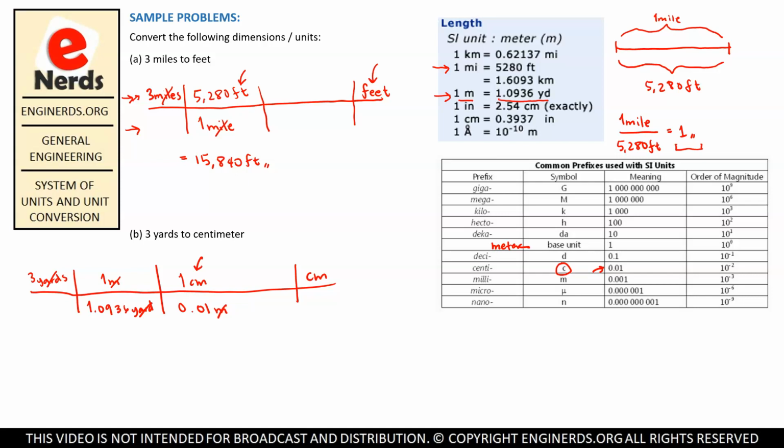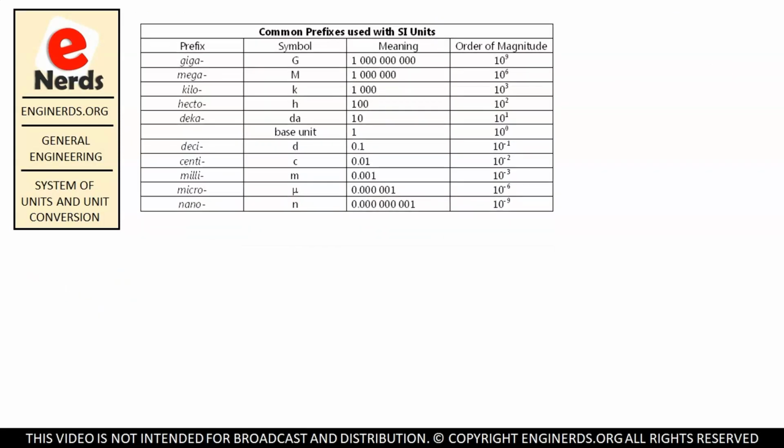So, let us now calculate. We have 3 on the numerator divided by 1.0936 and divided by 0.01 sa denominator. So, our answer will be 274.32 centimeter.